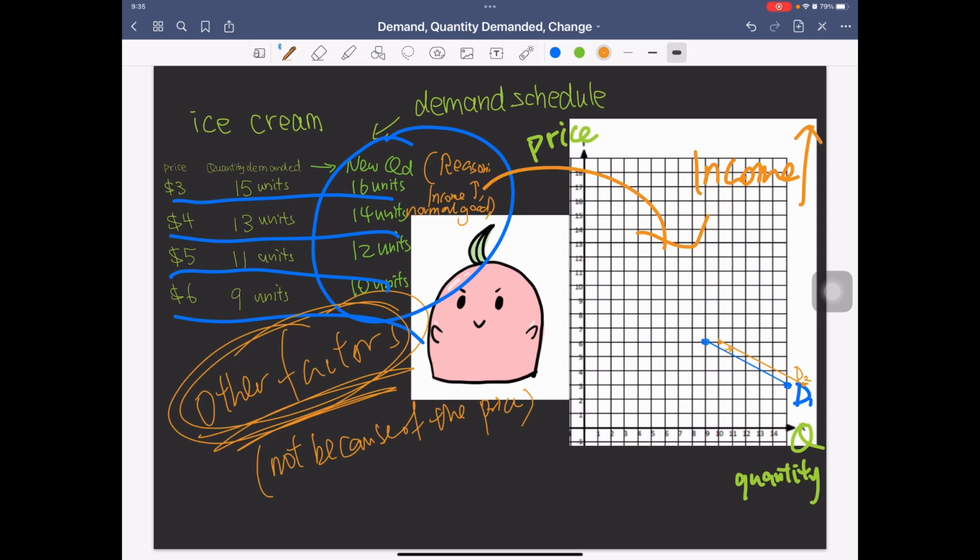So I hope this video gives you the basic concept about demand and quantity demanded. You can identify the change in quantity demanded versus the change in demand.